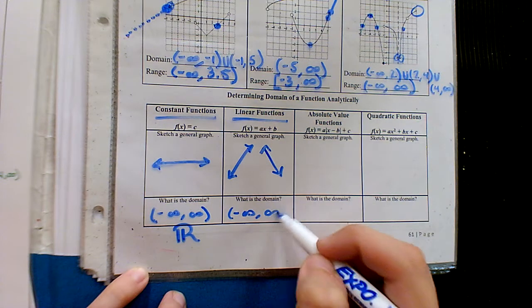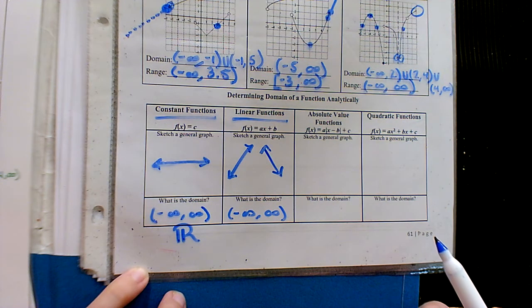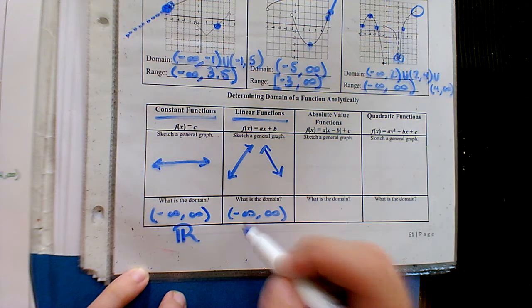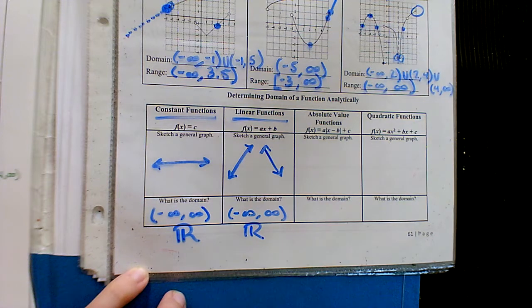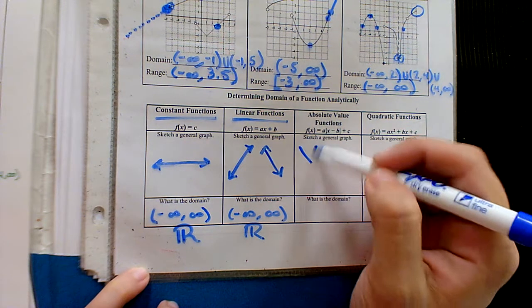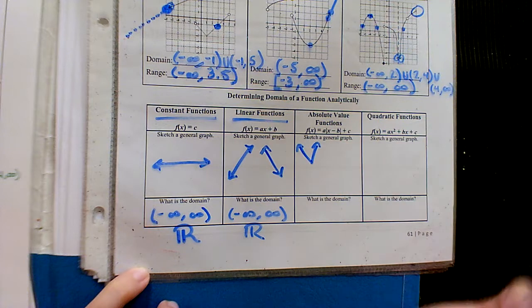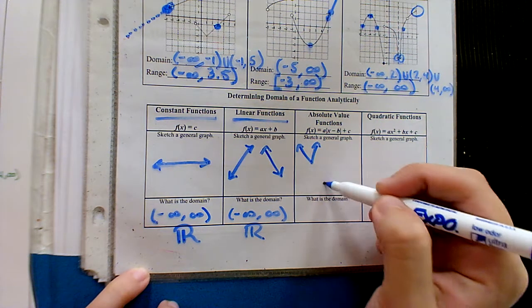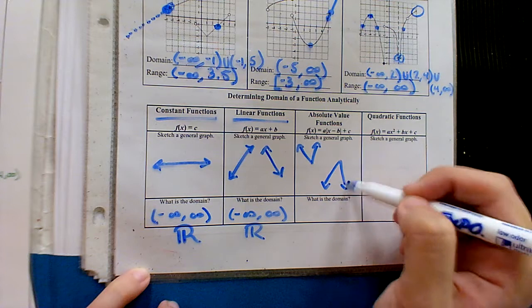Forever to the left, forever to the right, no holes, no asymptotes to worry about. So all real numbers. Another shape for absolute value are the V's. Now depending on any transformations, the V might go up, but it also might go down.